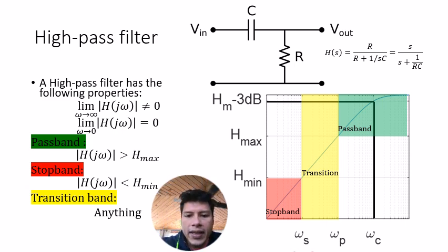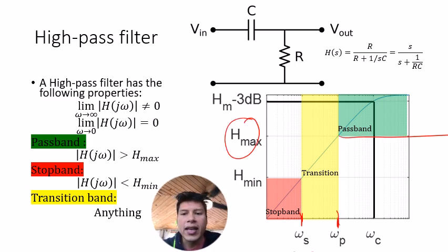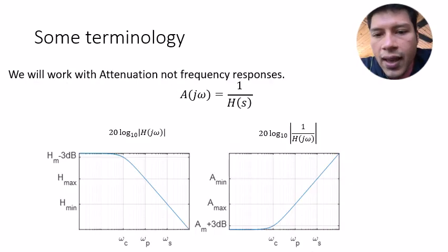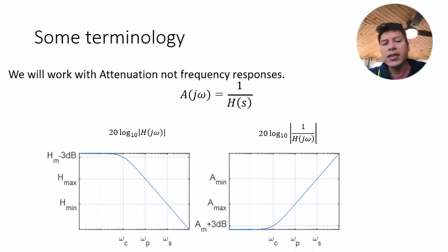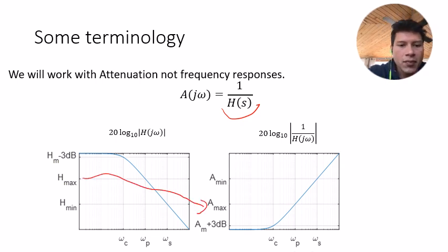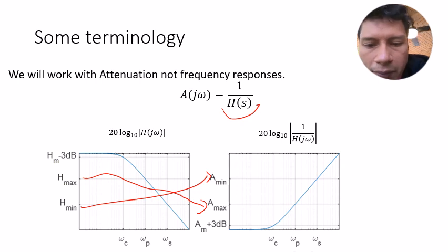Okay, so just to reiterate, stop band, omega less than omega s. Pass band, omega greater than omega p. And then we need our response to be greater than H max, and we need our response to be less than H min. And that's it. And just like in our low pass filters, instead of working with gains, we're going to work with losses. So basically, remember that our loss is just 1 over H of s. So H max becomes A max. H min becomes A min.